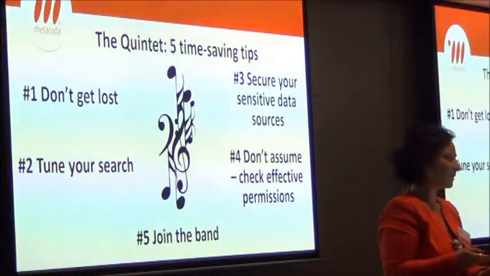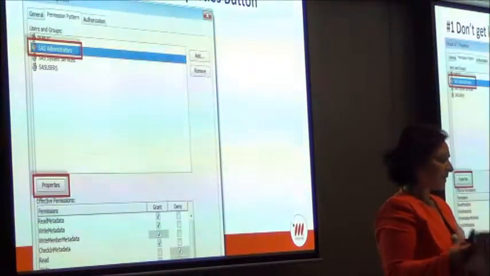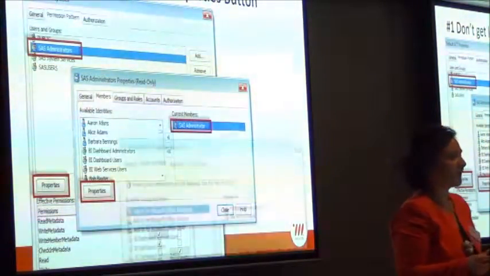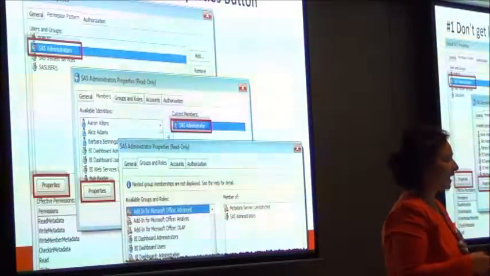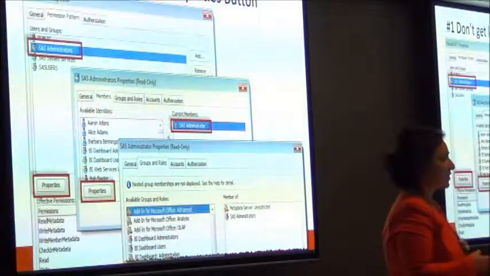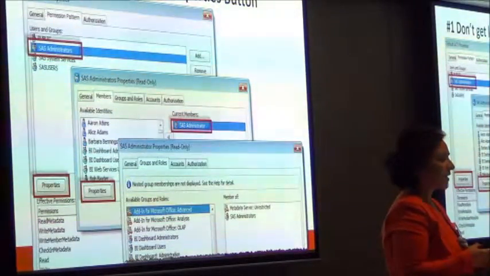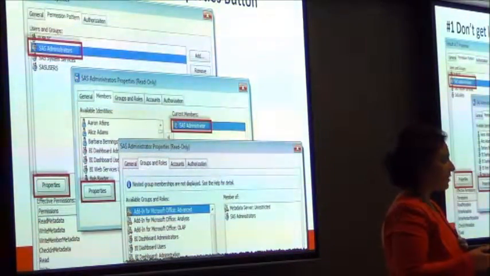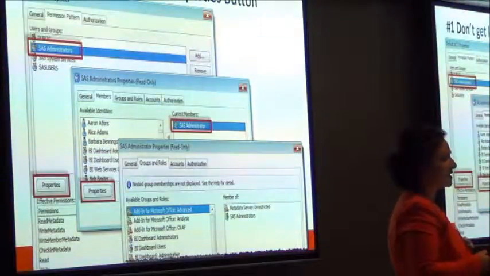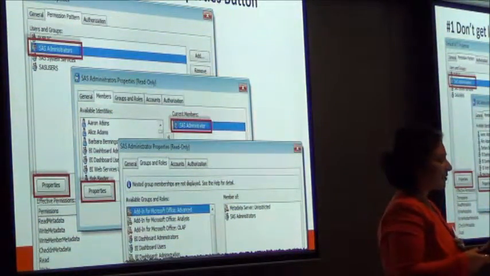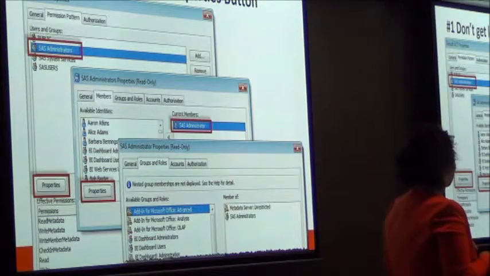So the first one is really to encourage you to look out for and take advantage of the properties button, widely available in the SAS Management Console dialogues. This way you won't have to remember your location, switch plugins and manually retrace your steps. You can use that properties button and just hit the cancel button to return where you were without getting lost.